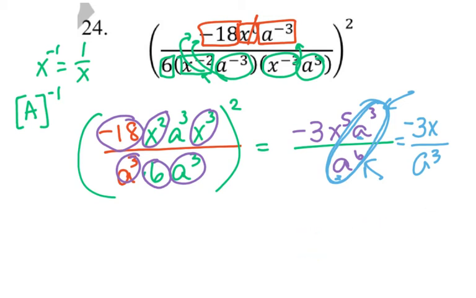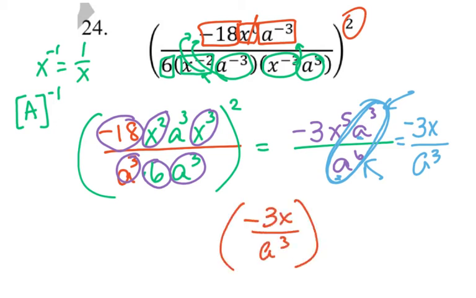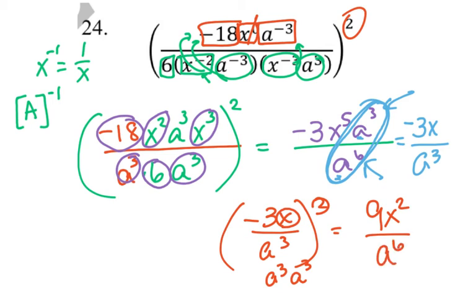Okay, now I'm not done because I never did raise it to the second power. So I'm going to take my negative 3x over a to the third, and I'm going to raise that to the second power. That means negative 3 times negative 3, x to the second. So it's really x to the first to the second, but we don't need to write all of that. And then a to the third to the second, that means a to the third times a to the third, or a to the 3 times 2.